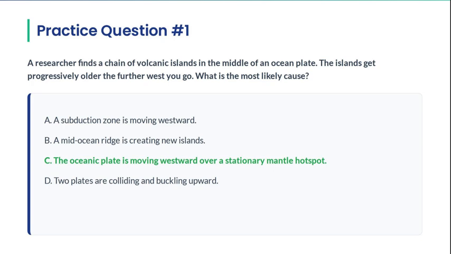Okay, so the answer is C. The ocean plate is moving westward over a stationary mantle hotspot.